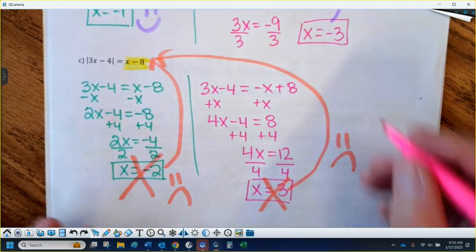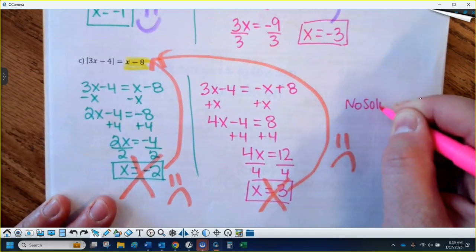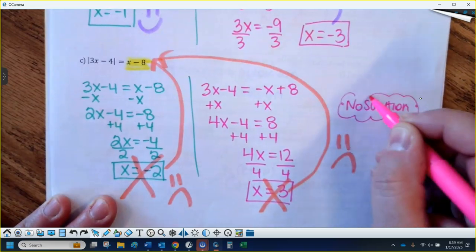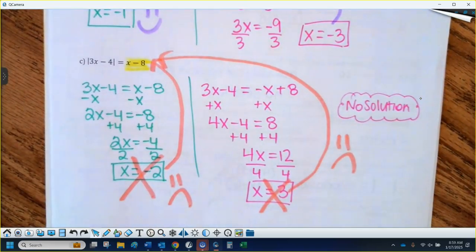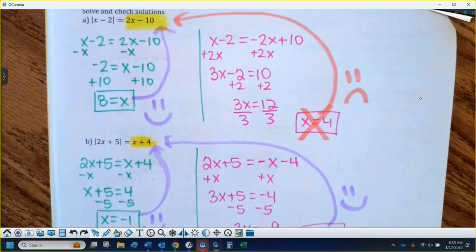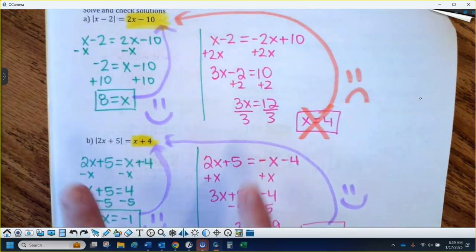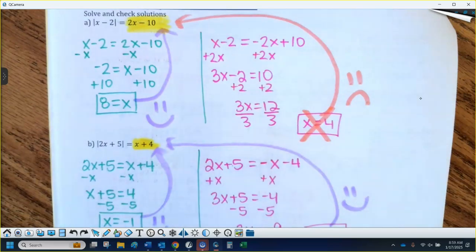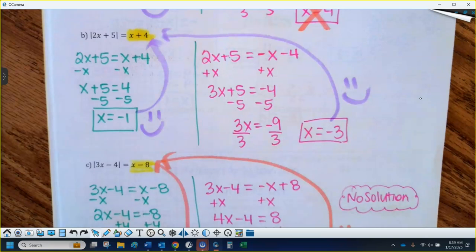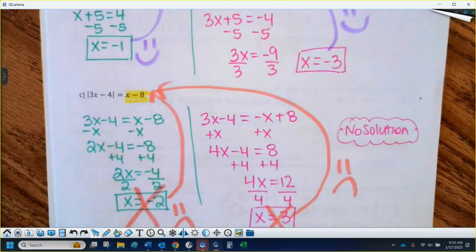So this last question here, the answer would be no solution, because both of the answers that we got made that expression negative, and we can't have an absolute value equal to a negative. So I did one of each type on the back. If you have an absolute value equal to an expression, like the first one, we had one answer that worked and one that didn't. That second question we did, both of the answers worked. And then the third question we had, neither one of the answers worked. So those are the three possible things that could happen to you while you're solving these equations.